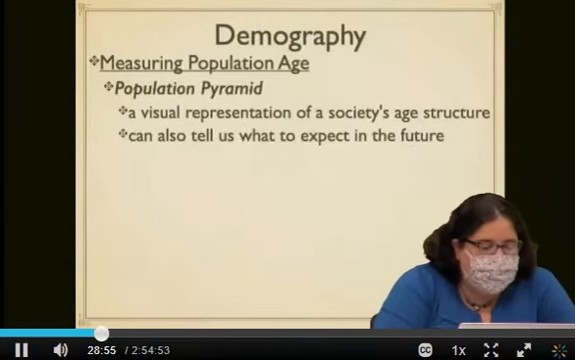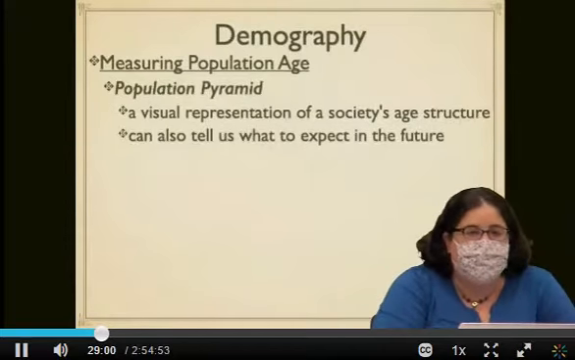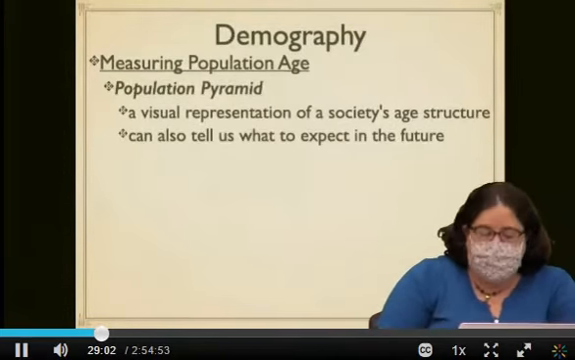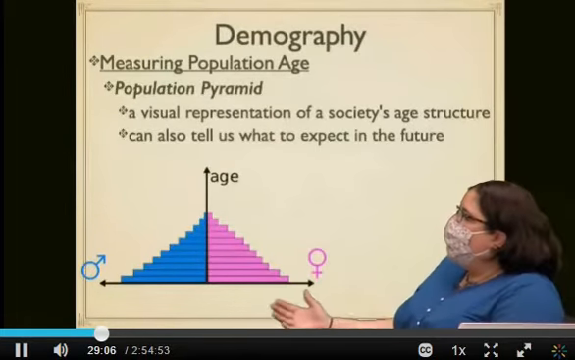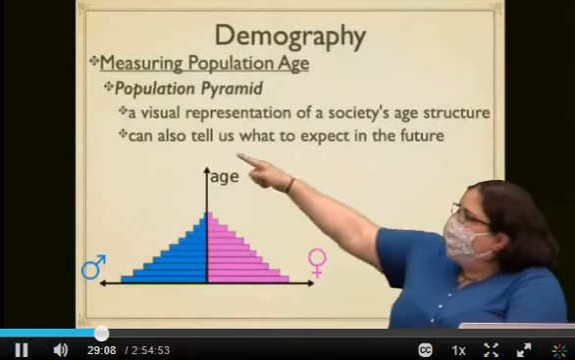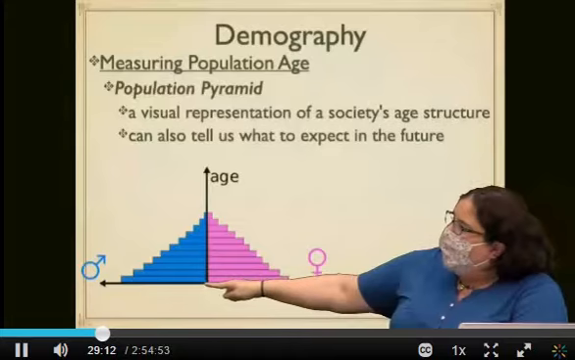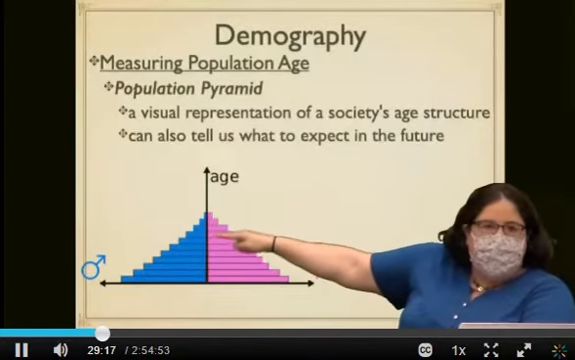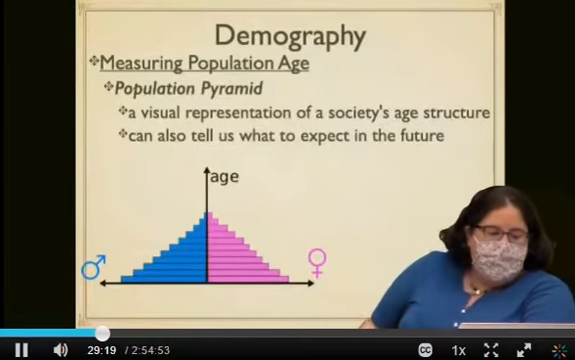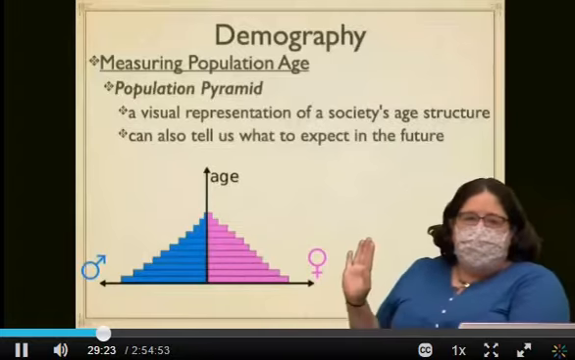So I'm going to put up a picture that is not real. It's not representing any real data. It's just a demonstration of what a population pyramid looks like. So the way a population pyramid works is there's a vertical axis for age. So this is age 0, and this would be 70, 80, 90 years old, higher ages up here. And the population is broken down by gender, men and women.